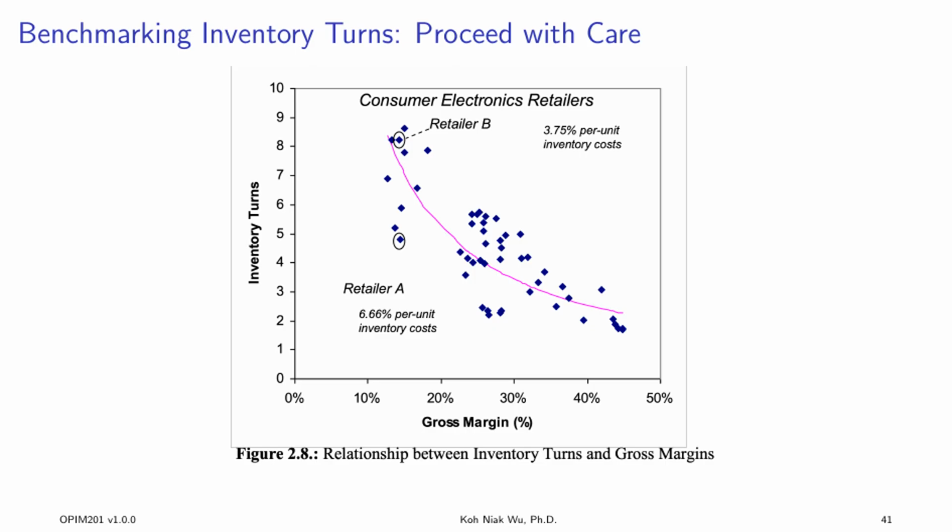When comparing inventory turns, it's essential to consider gross margins. Higher margins can lead to lower inventory turns. Relying solely on inventory turns can be misleading. Always analyze the broader context, including costs and margins.